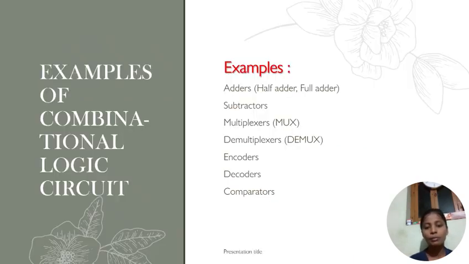Here are the examples of combinational logic circuits. Firstly, adders, like half adder and full adder. Second, subtractors. Third, multipliers. Fourth, demultiplexers. Fifth, encoders. Sixth, decoders. And finally, seventh, comparators.